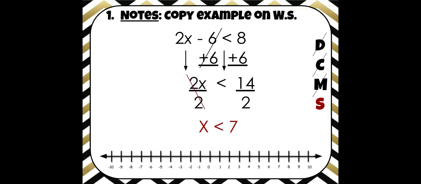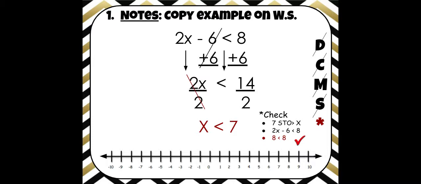The last thing that we want to do, just like if we were solving an equation, is we're going to check our answer. We want to make sure that if we store 7 as x, and then we type in our problem, 2x minus 6, we will get a number less than 3. And if those two numbers match, then your answer is correct.